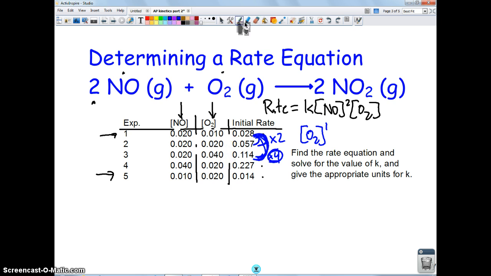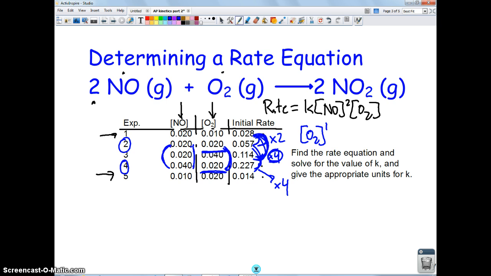So now I keep the concentration of oxygen the same, so I'm going to look at 2 and 4. The oxygen stays the same, but the NO is doubled. NO is doubled, oxygen is the same, and what happens to our rate? It goes from 0.057 to 0.227. Again, if you divide those two values, this is about times 4. I have doubled my concentration of NO, and I quadruple my rate.